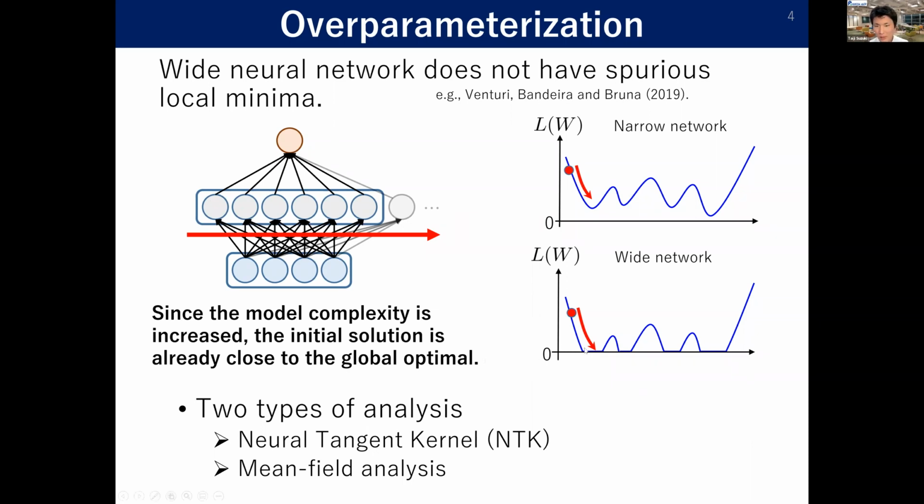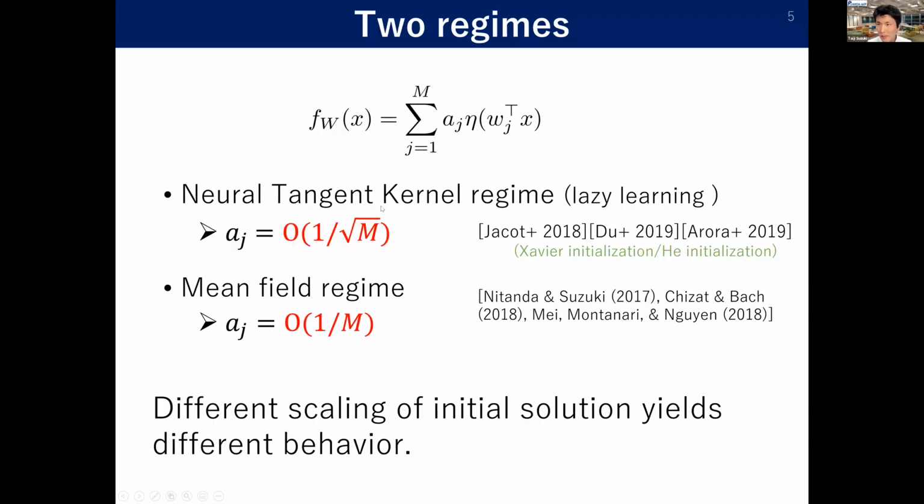Okay, to analyze such an intuition, there are, roughly speaking, 2 types of analysis. The difference between the neural tangent kernel and the mean field regime comes from the scaling of the initialization of parameters. To explain that, let us consider a very simple 2-layer neural network, where a_j is the second layer's parameter, w_j is the first layer's parameter, and η is a nonlinear activation function. If you set a_j as 1/√m, where m is the width of the neural network, then it is called the neural tangent kernel. And if you set a_j as 1/m, the scaling, then it is called the mean field regime.